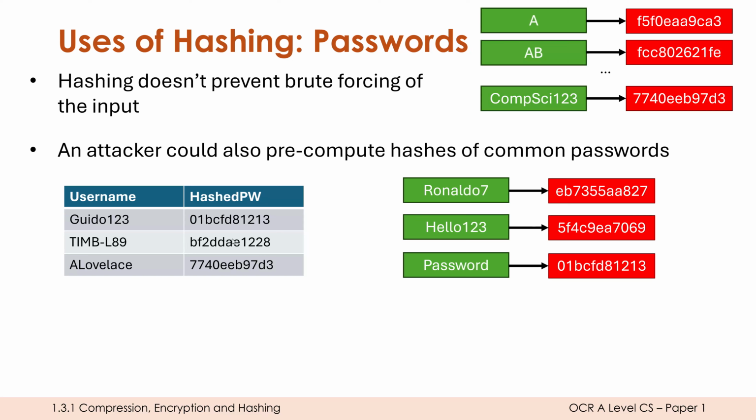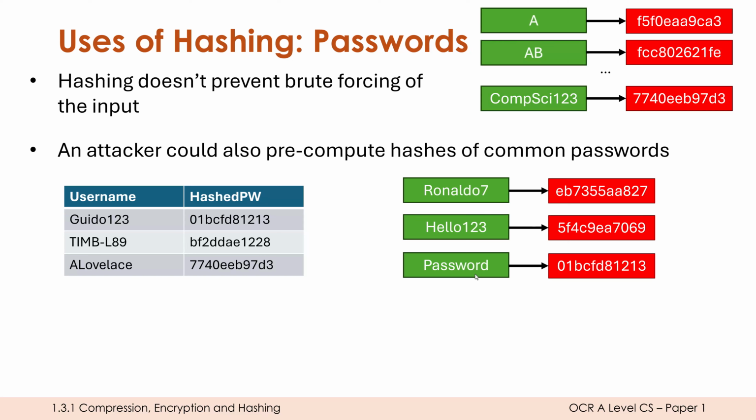I can't reverse it. But what I can do if I've got a long list of possible hashed values is see whether any of these hashes in my table match up to my pre-computed database. Well, in this case here, we can see this bottom hash matches Guido123's hashed password. And assuming it's a deterministic algorithm, therefore Guido123's password is stupidly password. So this is a way of reverse engineering a hash without actually breaking the hashing itself. We're just using brute forcing in a slightly cleverer way.